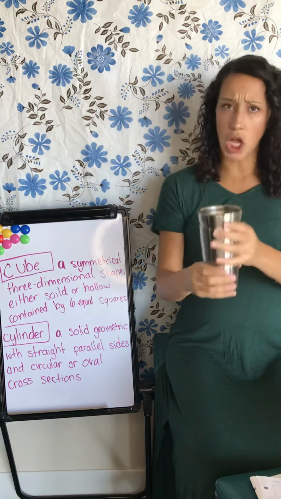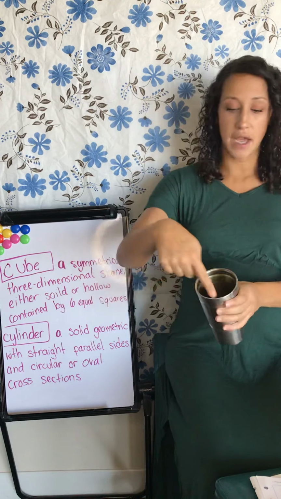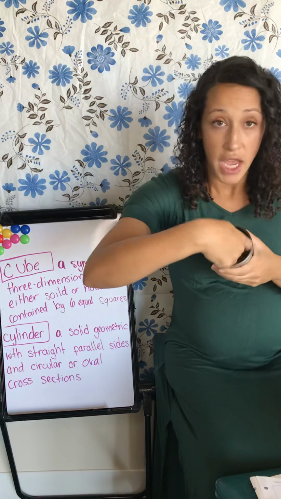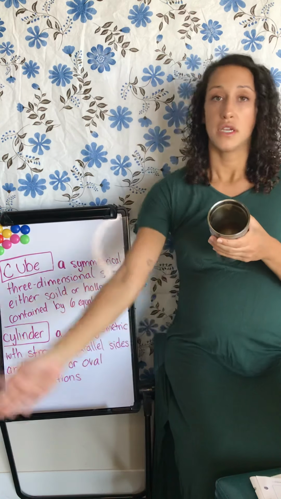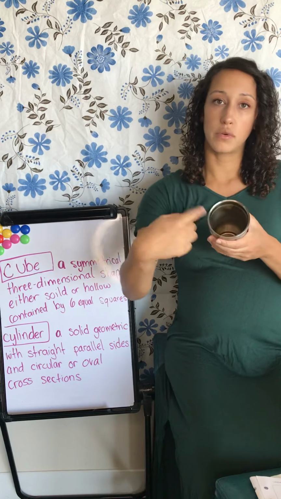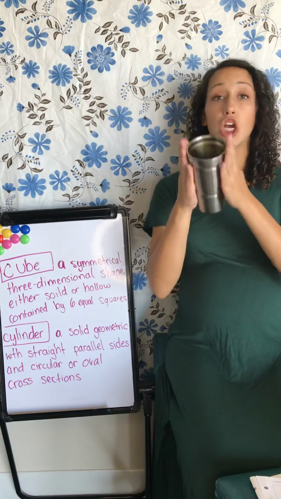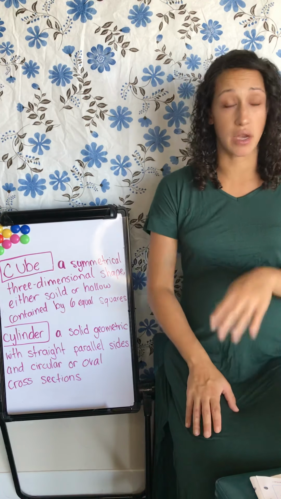Is it a solid shape that we can hold? Yeah. Does it have circular or oval cross sections? Yeah, it does. Look, it goes all through the middle. That's all it means by cross section. So is there a circle going through it all? Yep, there is. So these are cylinders. Like I just said, I'm pretty sure you have some at home.